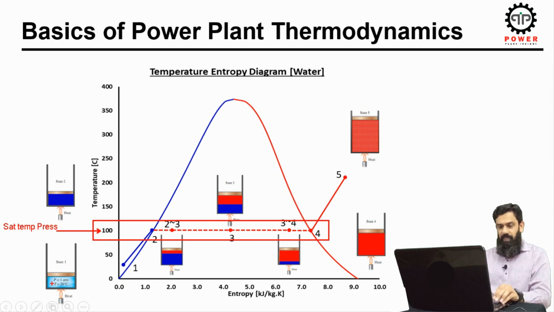At state 1, the temperature of the system is 20 degrees centigrade, which is less than the saturation temperature. So when the temperature of the system is less than the saturation temperature at that particular pressure, it will be called a subcooled system.